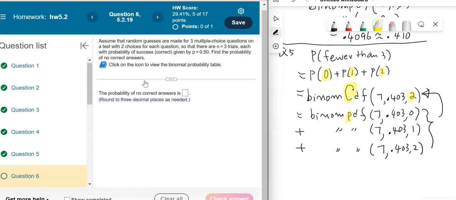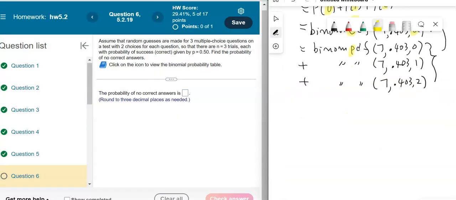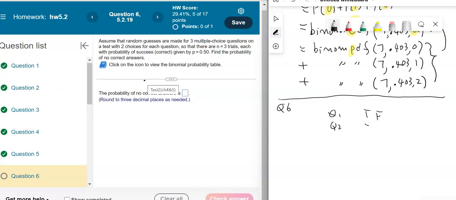Now let's look at question number 6. Assume that random guesses are made for 3 multiple choice questions on the test with two choices for each question. So maybe true, false questions. Question 1, true, false. Question 2, true, false. Question 3, true, false. You pick either true or false. So n equals 3. Now find the probability of no correct answer, meaning everything is wrong.